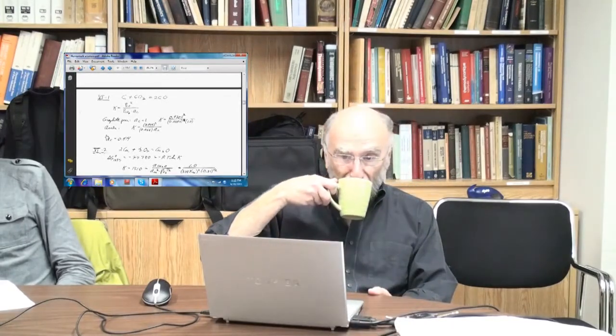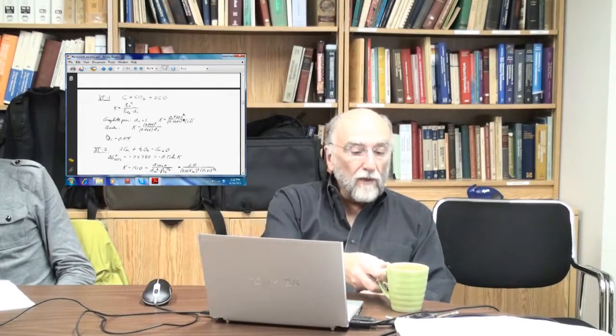And if you know the mole fraction of carbon, you can calculate the activity coefficient of carbon. Alright. Number 3.